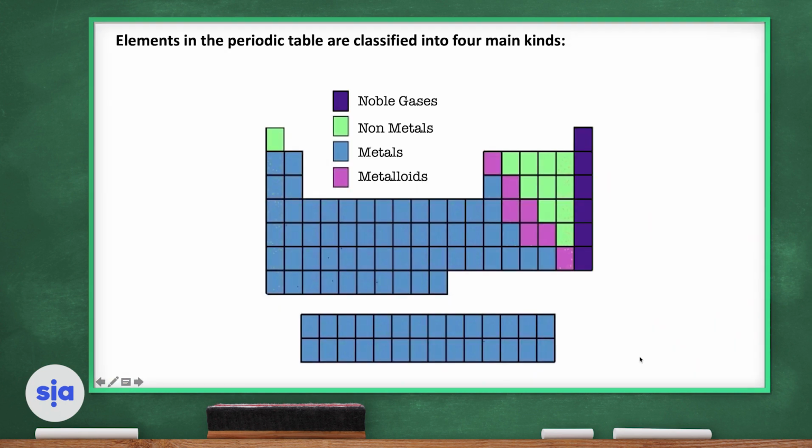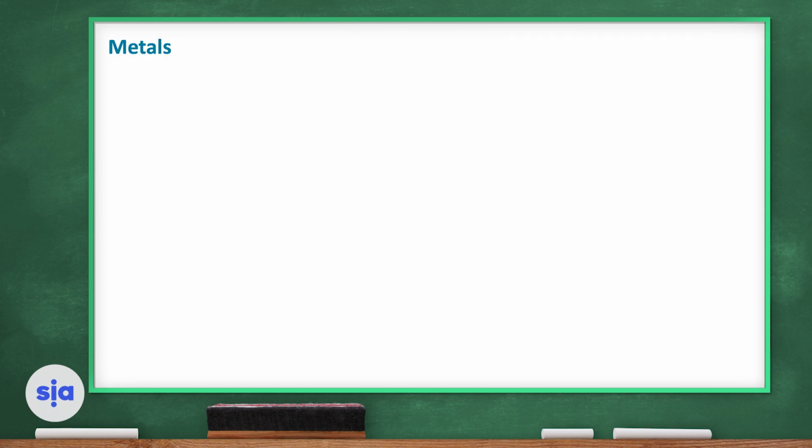Elements in the periodic table are classified into four main kinds. Metals, the blue part, nonmetals, the green one, metalloids, and this is the pink area, and in purple the noble gases. These are the four main types of elements in the periodic table. Let's talk first about metals.